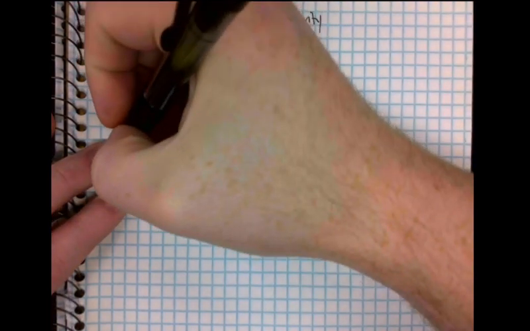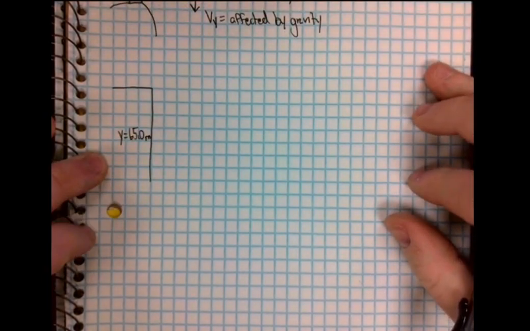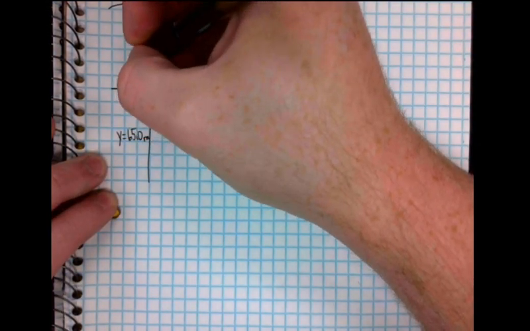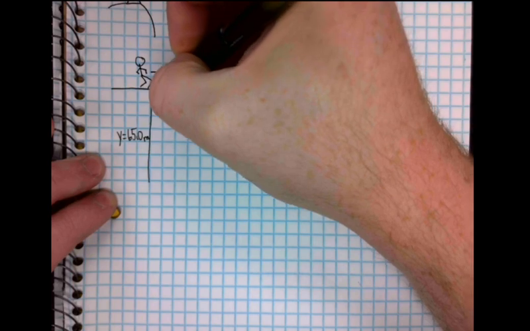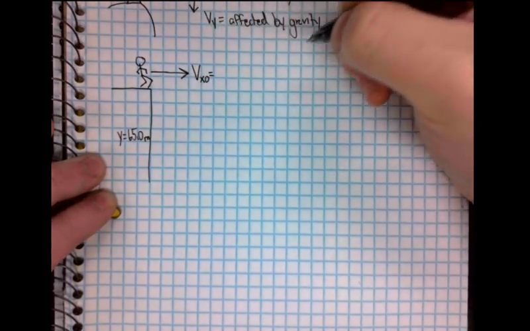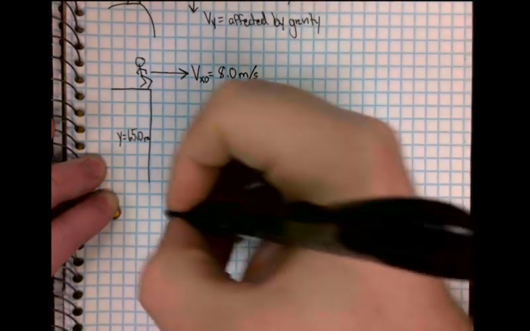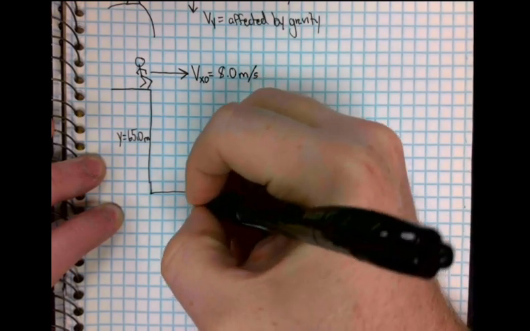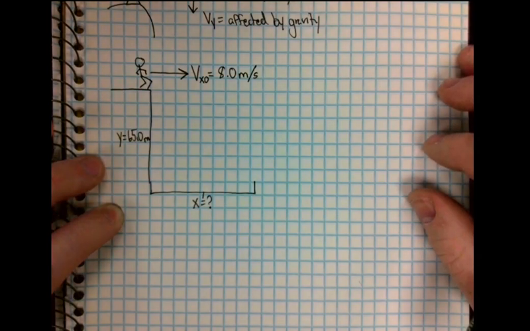If the cliff is a 65-meter tall cliff, and they are running off, kind of like they're dancing more than running, but they run off the cliff with a v in the x direction initially of 8.0 meters per second. How far in the x direction do they go? So that's our question here. How far away from the cliff will they land?